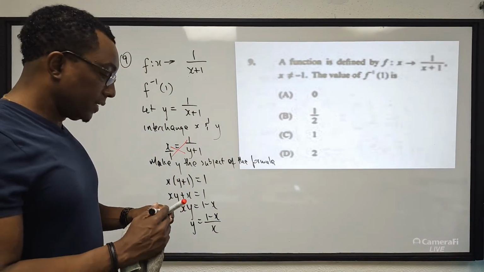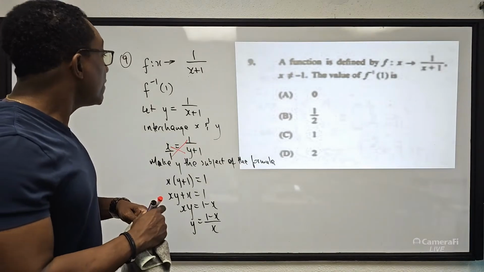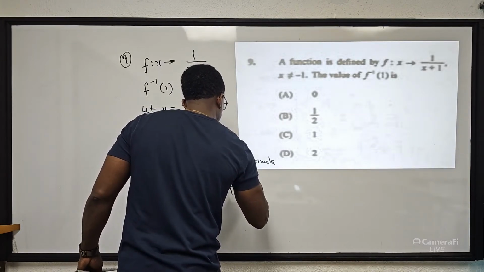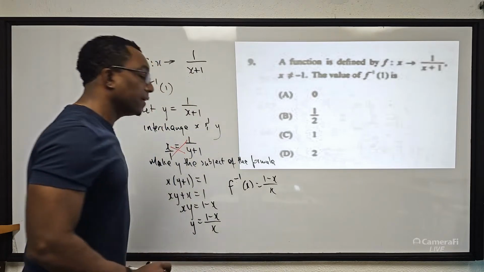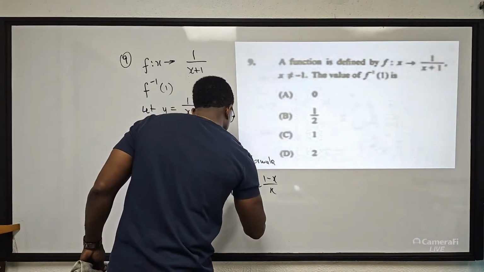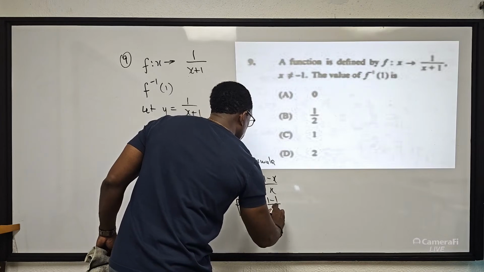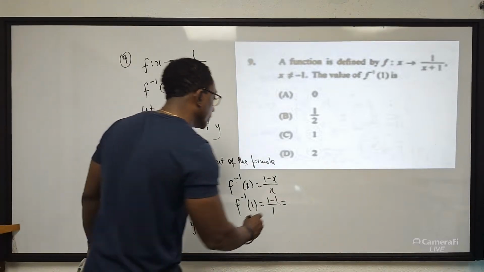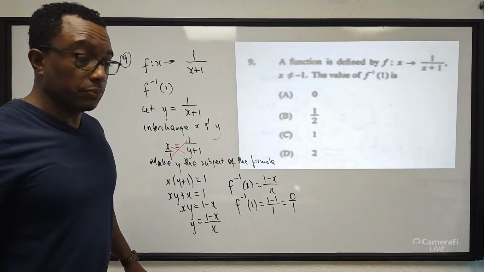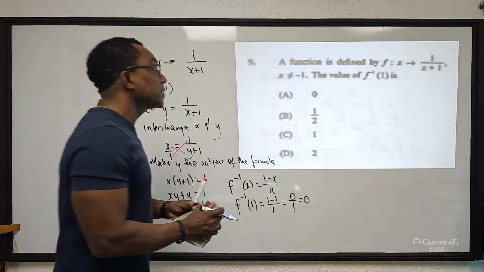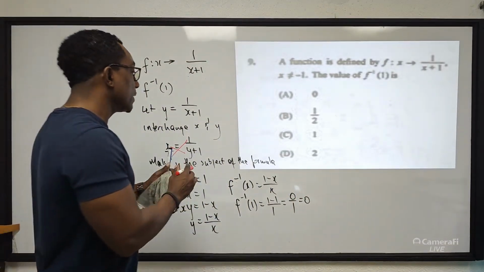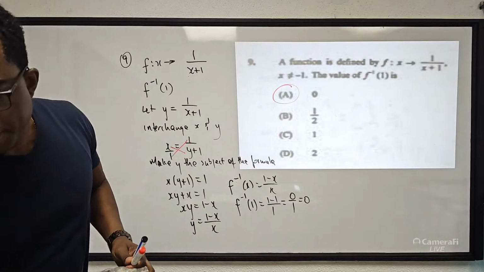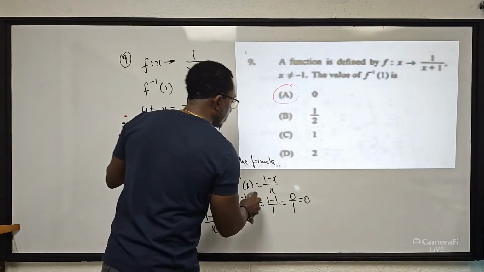Good? And they want us to determine the value of f inverse of 1. What we have found here is f inverse of x, which is 1 minus x over x. So therefore f inverse of 1 will be 1 minus 1 over 1. 1 minus 1 is 0, and 0 over 1 is the same as 0. Alright? So the answer for f inverse of 1 will be 0, whose answer is A. Let's move on to question 10. So 10, summation.